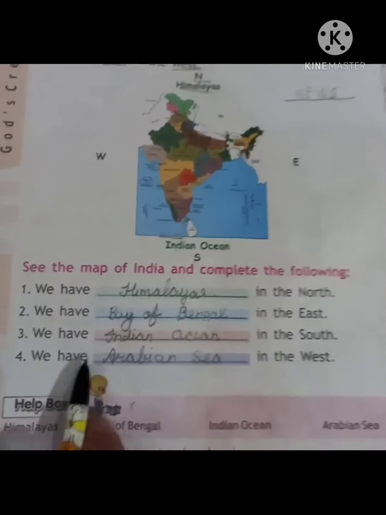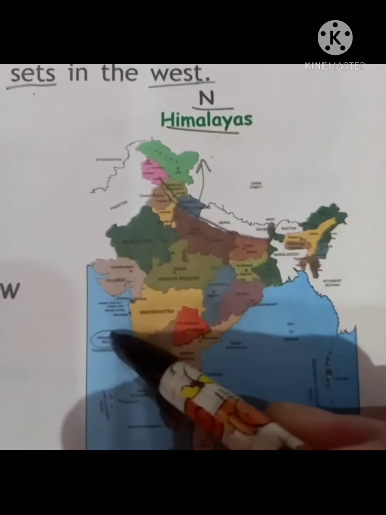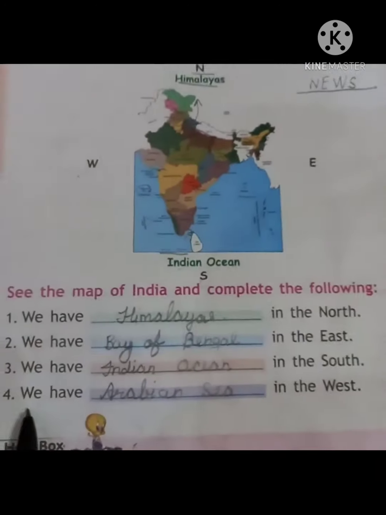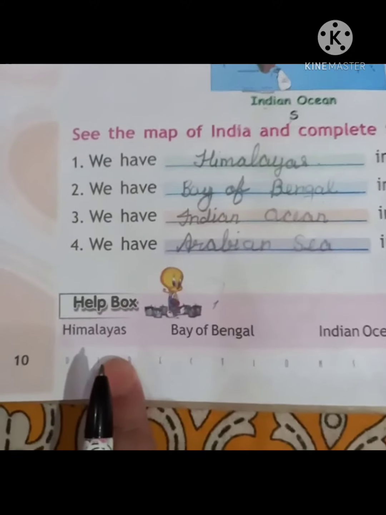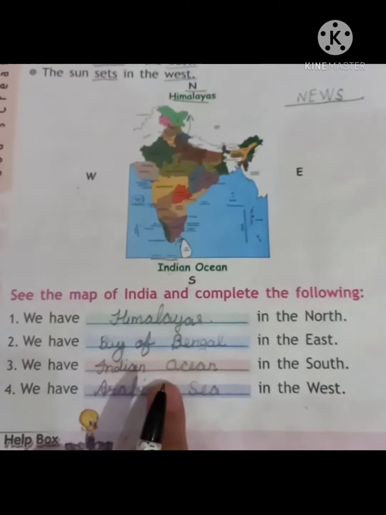Now we have in the west. What we see in the west? We see here, my dear students, Arabian Sea. We can see here Arabian Sea. So we will fill here. We have Arabian Sea in the west. It may be possible that you may not be able to see the spellings properly in this map. So there are the boxes, help box, and you can see the spellings here, and you can fill it in this fill-ups. Okay, my dear students, write down this exercise in your notebook and in your book.